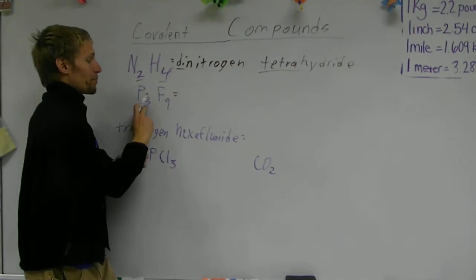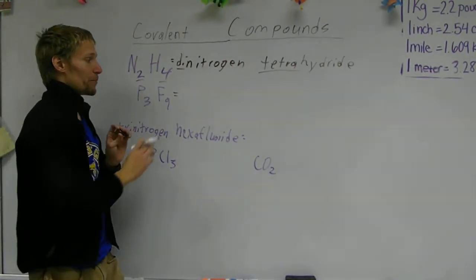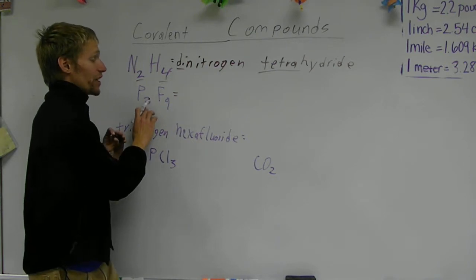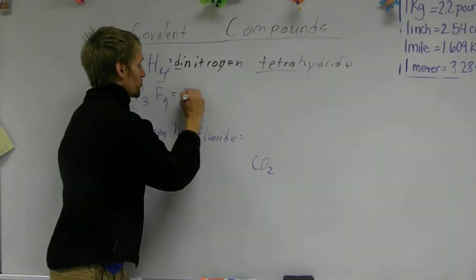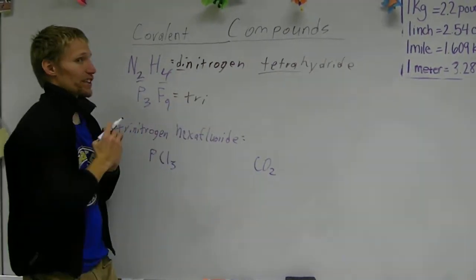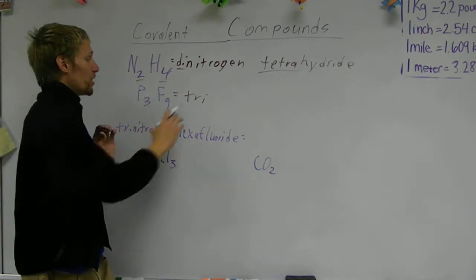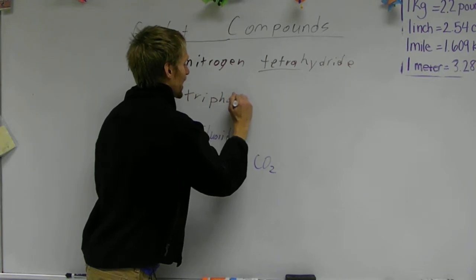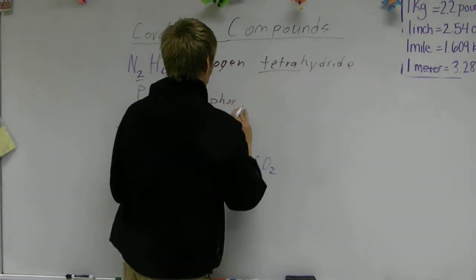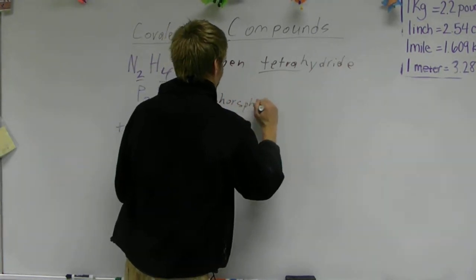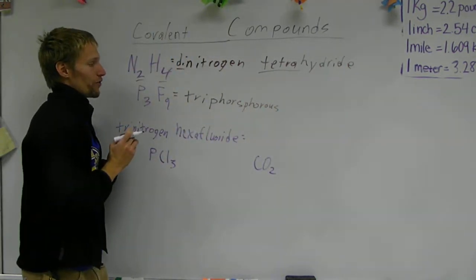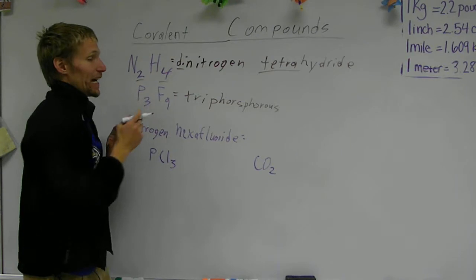Second example, we have P3F9. Same process. The prefix there is 3. So for 3 is tri, just like a tricycle or a triangle. Tri, and then P is phosphorus. Use your periodic table, you should see phosphorus on there, if I can spell it right. So we use triphosphorus, and then we see F9.